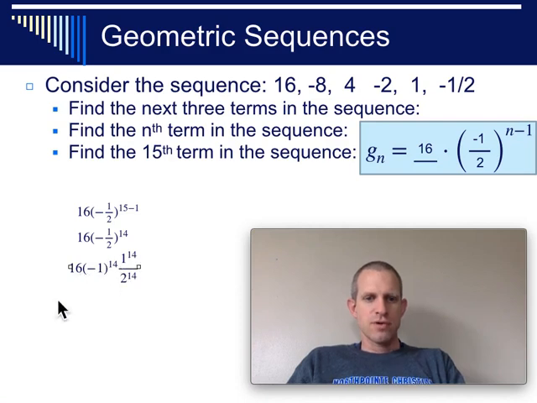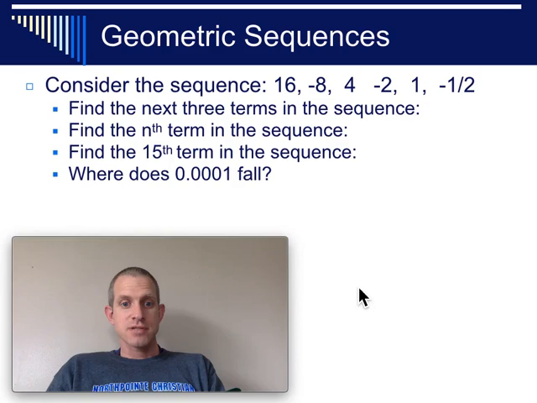And then 2 to the 14th is the number 16,384. And so here is the 15th term written as a fraction. And this can be reduced a little bit since they're each divisible by 2, actually a couple of times. You can divide them each by 16. This reduces to the fraction 1 over 1,024.